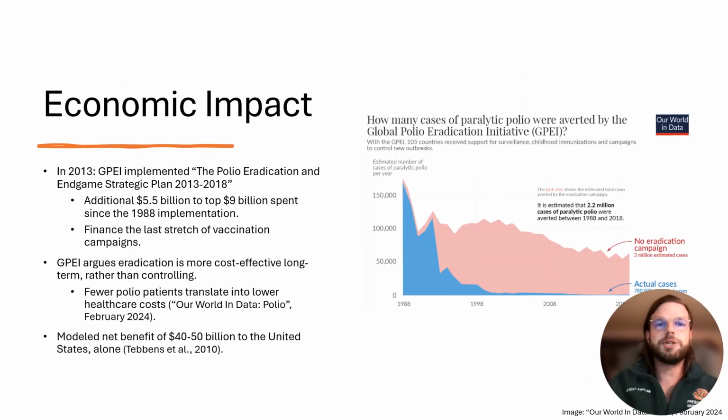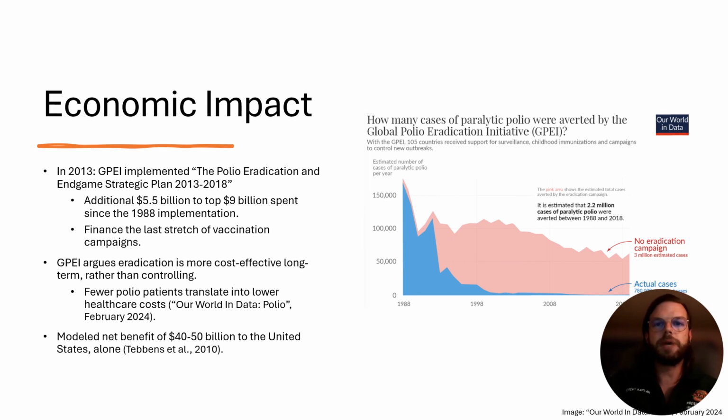In 2013, the GPEI implemented the Polio Eradication and Endgame Strategic Plan 2013 to 2018, costing an additional $5.5 billion to top the already $9 billion spent since the 1988 implementation. The plan hopes to finance the last stretch of vaccination campaigns in countries where polio is still endemic to keep other countries polio-free. While costs are high, the GPEI argues that eradication is more cost-effective by illustrating long-term costs of controlling rather than eradicating.